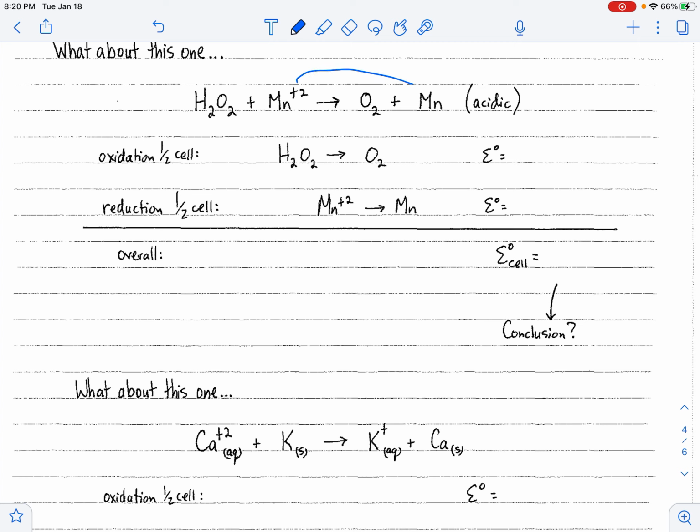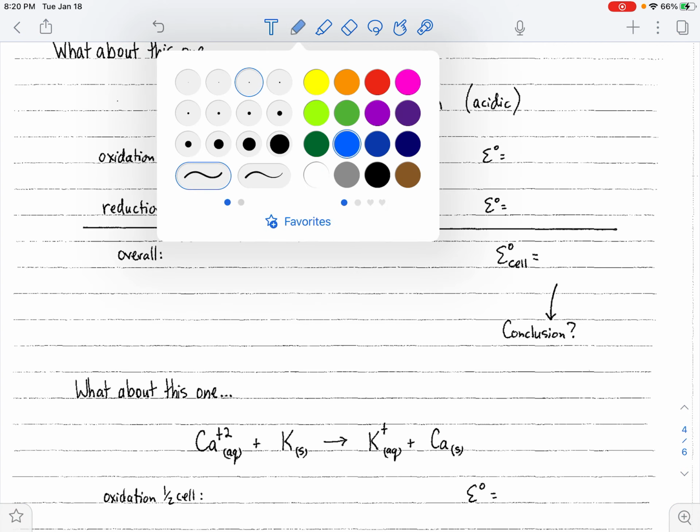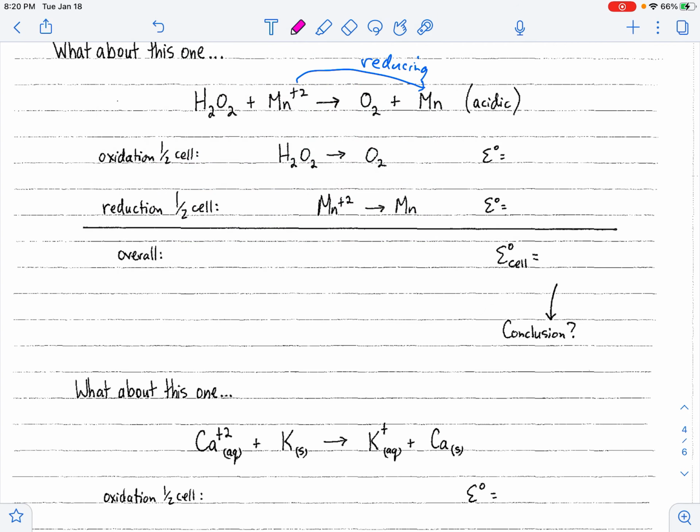So I've got Mn plus 2 reducing into Mn, and I'll use a different color, and I've got H2O2 turning into O2. Now if the Mn is reducing, then this thing must be oxidizing. So right off the bat, you can see down below I've separated them into the oxidation and reduction.